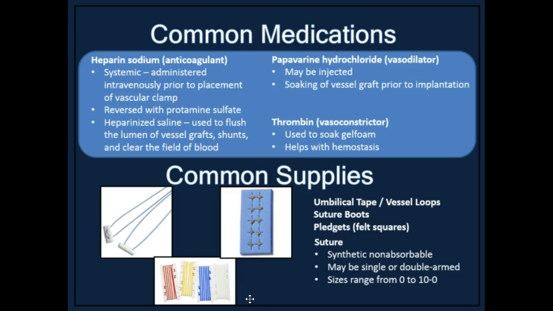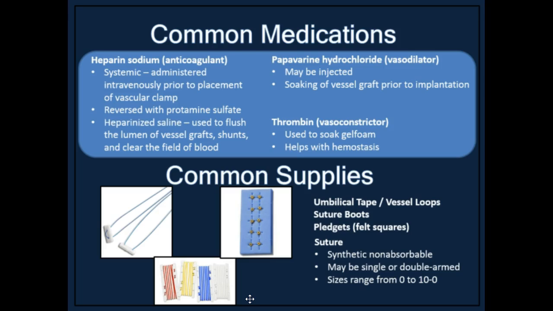The surgical technologist must be extremely vigilant in keeping track of all suture needles. It is recommended to use a magnetic needle box to secure the needles that are sometimes smaller than an eyelash. Suture boots, umbilical tape, vessel loops, hemoclip cartridges, and any other small supplies should be counted by both the surgical technologist and the circulator. Small felt squares made of absorbent cotton are called pledgets.